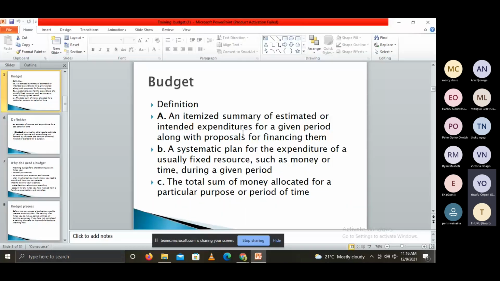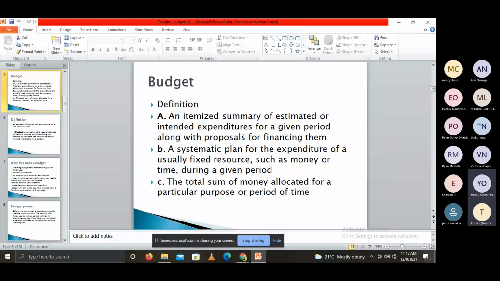Okay. So from wherever you are, or whichever department you come from, I know you definitely understand what a budget is. But I've given a simple definition there that a budget is an itemized summary of estimated or intended expenditure for a given period, along with the provision for financing them. So it's a summary of expenditure. Yeah, that is what we call a budget.